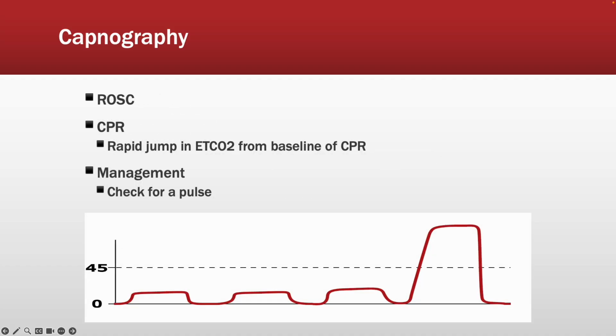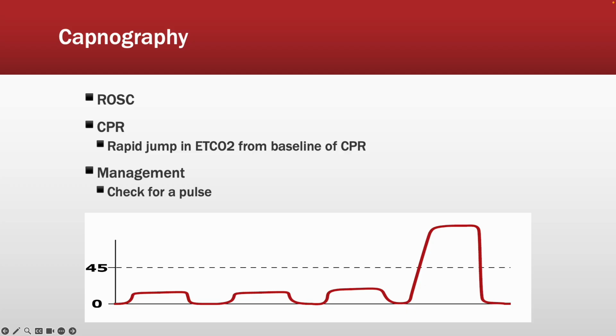ROSC. So we're doing CPR, have been doing CPR for a while. We're doing all the things. The medic's doing the medications and everything's going good. And then all of a sudden, we've been at 10, 15 on our ETCO2 readings, and all of a sudden we go from 15 to 40 or 15 to 60. We see a sharp jump like that.